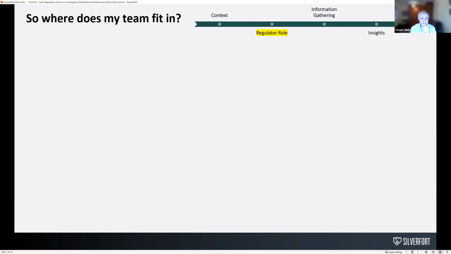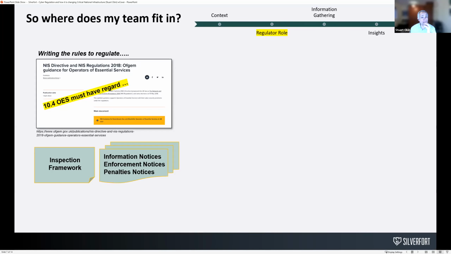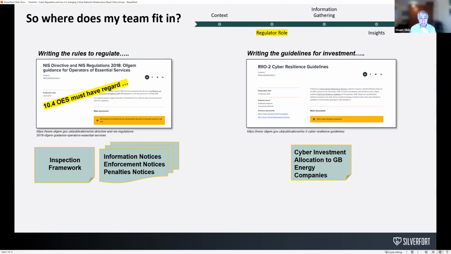Where does my team fit in? So we basically write the rules around how we regulate the companies, some of which are in the public domain on our website. I've got the links there. These rules include when companies report assessments, how we inspect, enforce, and penalise. In conjunction with NCSC, we develop associated technical standards for assurance and investment. We also recommend to our board the allocation of investment, as I said earlier on, to many of these companies running the energy systems, basically similar to a bank agreeing the funds to manage these companies' cash flow.